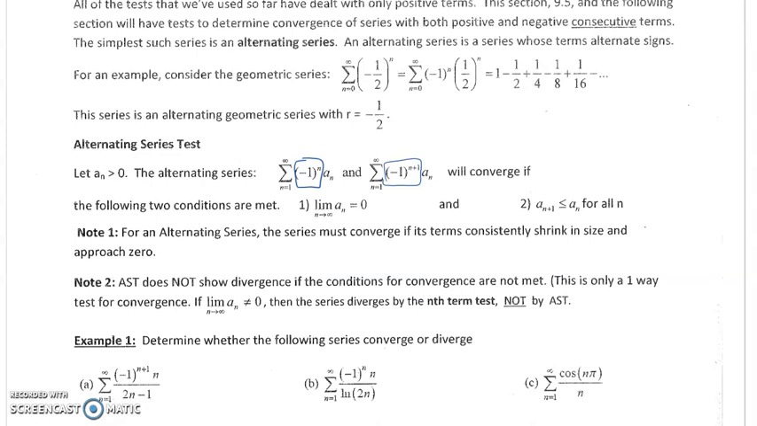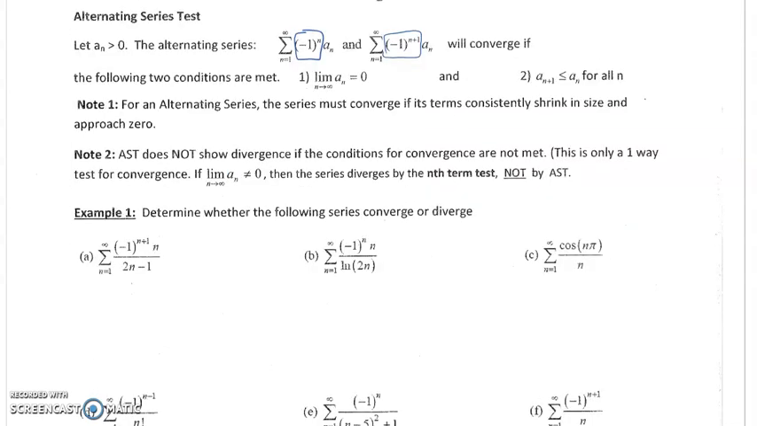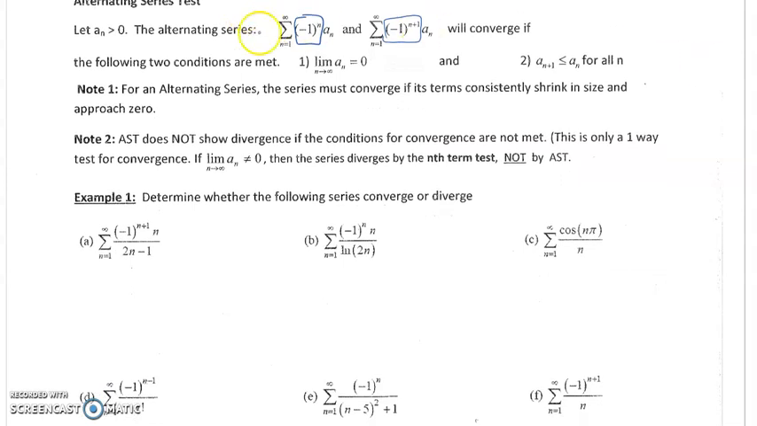This is never going to be a test for divergence. We can never say that an alternating series diverges by the AST. This is only a test for convergence. So if this part fails right here, then we've seen that before, right? We've seen that as the nth term test, right? If the limit does not equal 0, then we just stop and say this series diverges by the nth term test.